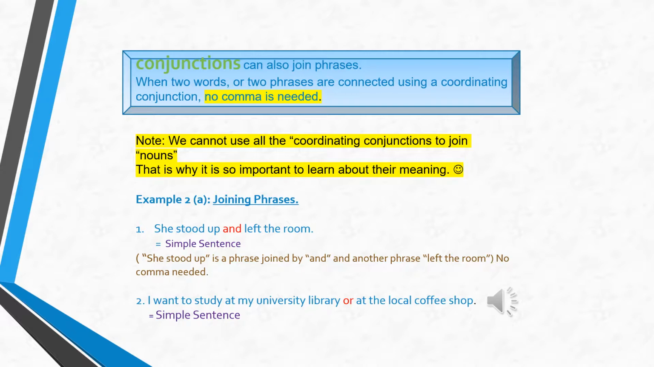Now that we have that clear, we are going to review some comma rules and other different cases when we join phrases or words into phrases with a conjunction. So conjunctions can also join phrases. When two words or two phrases are connected using a coordinating conjunction, no comma is needed. So look at the cases where we are not going to put a comma.